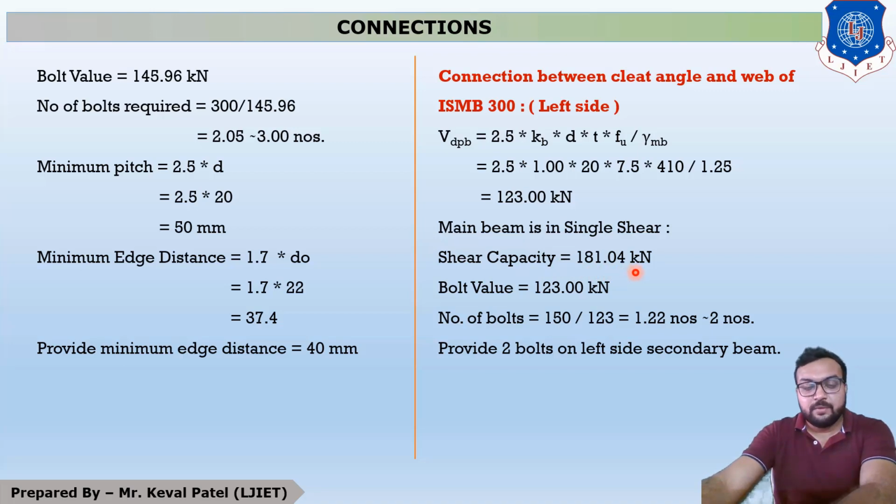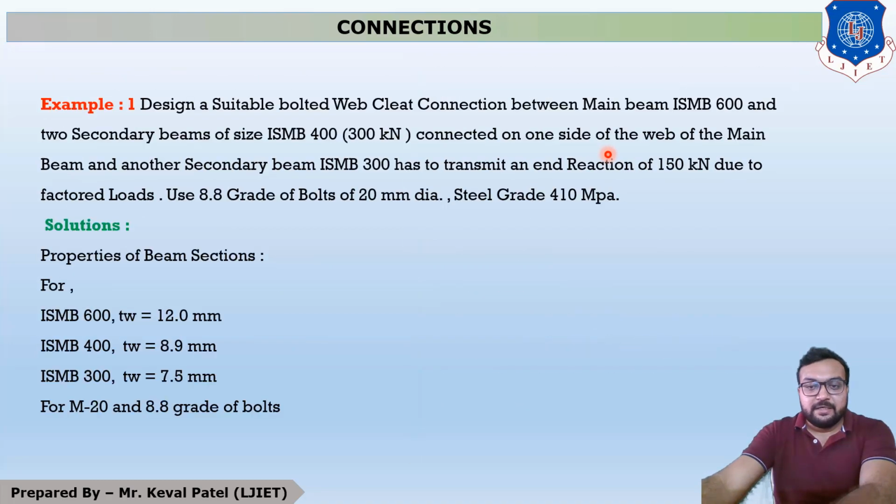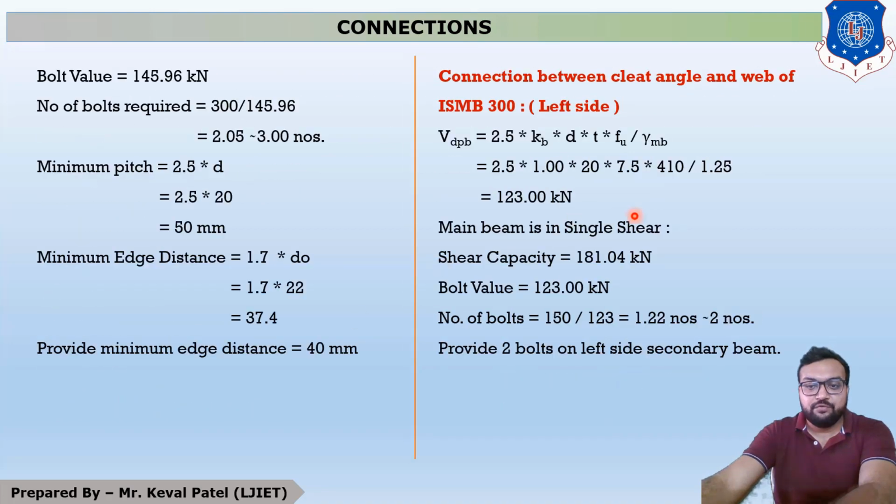Now the term for bearing capacity of bolt. The equation of bearing capacity of bolt is 2.5 into Kb into d into t into Fu by gamma mb. So 2.5 is constant, our Kb is assumed as 1, d means diameter of bolt, it is 20, t means thickness of web of another secondary beam, it is 7.5, and Fu is 410. So after calculating all these values, our answer is 123.